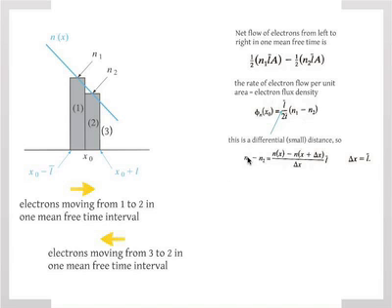So then we can write something like this. The difference in concentration between 1 and 2, which is N1 minus N2, can be written as N of x, which is the concentration here, minus N of x plus delta x, which is the concentration here, where delta x is the mean free path, divided by delta x. So that's a fractional change in concentration from 1 to 2 per unit length.